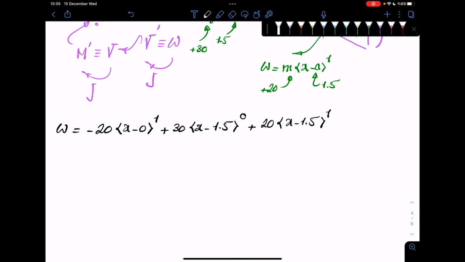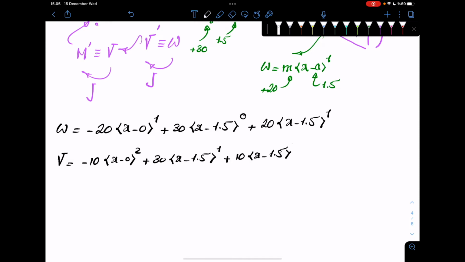So that's your W, then you integrate it, you get V. So integral of this is minus 10, x minus 0 to the power 2. Obviously, you don't have to write 0, but I just want to emphasize. Then here, okay, this is 0, so it just becomes 1. So it would be plus 30 x minus 1.5 to the power 1 now. Then plus 10 x minus 1.5 to the power 2.